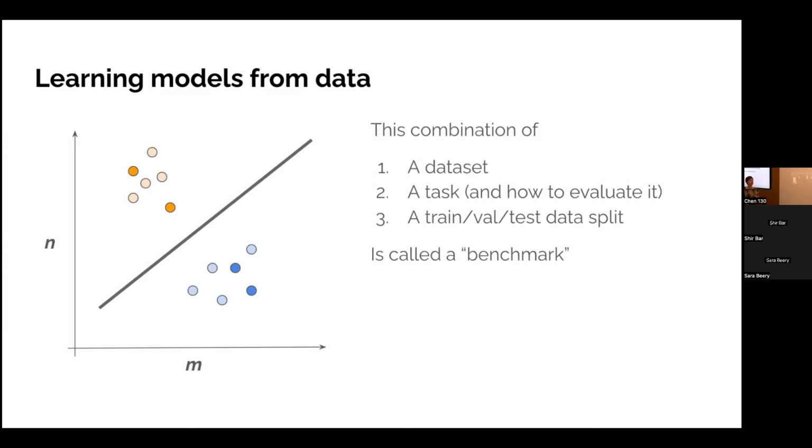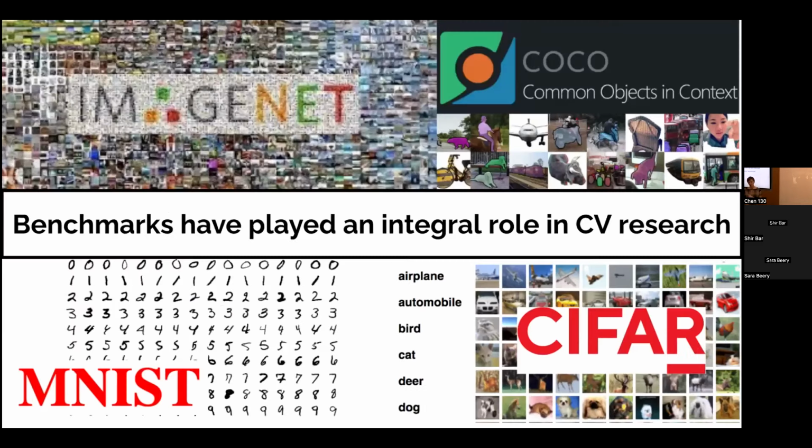It's this combination. It's not just data. It's data plus a task, plus an evaluation metric, plus a split of the data that you're going to use to evaluate how good your model is on doing that task on that data set. And benchmarks have played a really integral role in computer vision research. And Pietro and some of Pietro's students have really constructed some pretty formative data sets in this space.